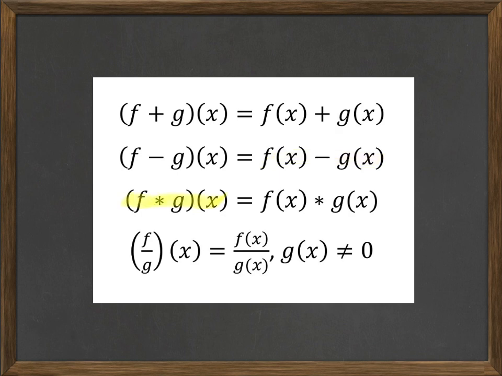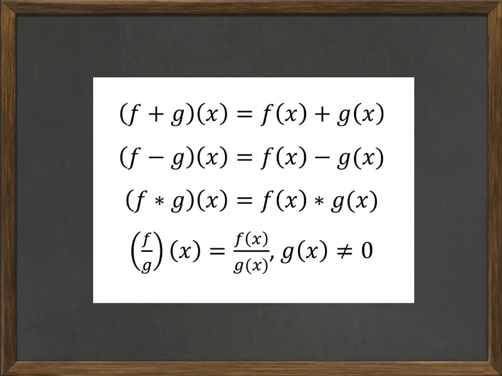Likewise, when we say f times g of x, this means to multiply the two functions f of x and g of x. And last but not least, when we divide f and g, this means to divide the two functions, of course with the restriction that, remember, we cannot divide by 0. Therefore, the denominator, in this case g of x, cannot be equal to 0.